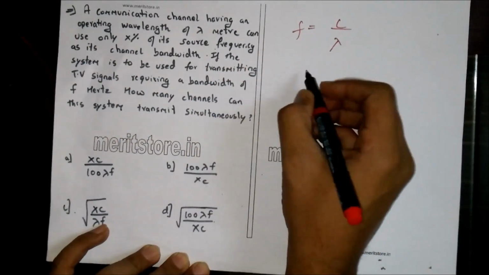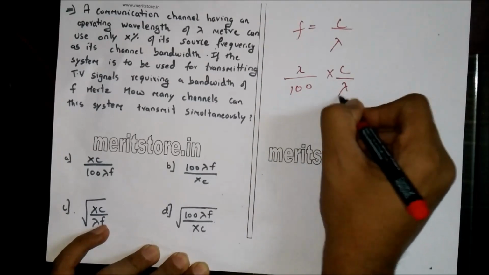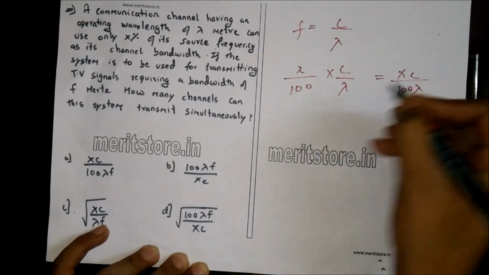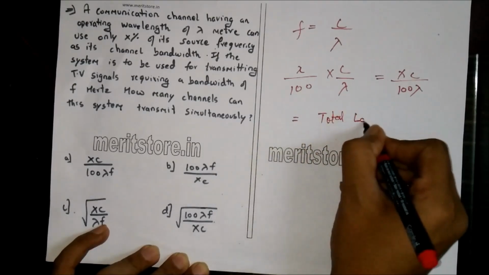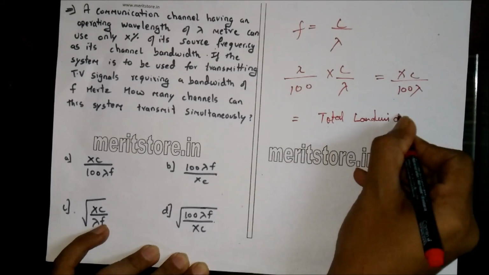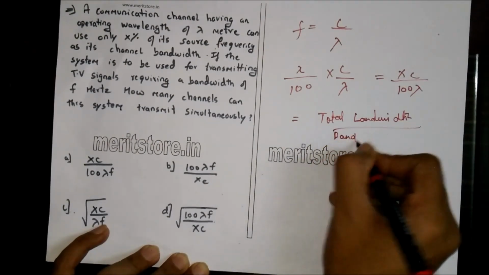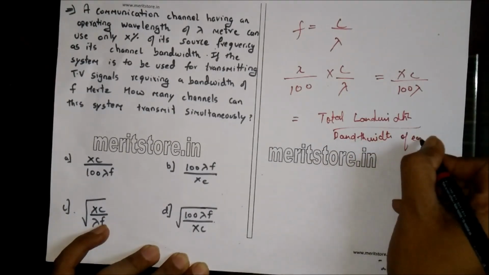Therefore, X% of the source frequency is X upon 100 into C by lambda, which is equal to XC upon 100 lambda. Now, the number of channels will be equal to total bandwidth upon bandwidth of each channel.